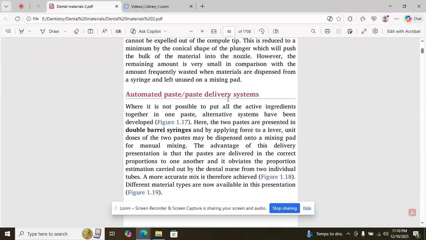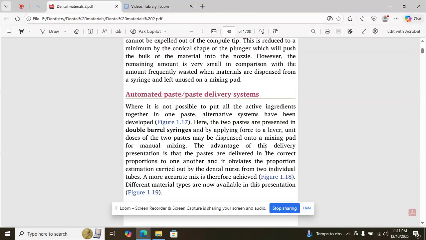Automated paste delivery systems. When it is not possible to put all the active ingredients together in one paste, alternative systems have been developed. Figure 1.17. Here the two pastes are presented in double-barrel syringes, and by applying force to a lever, unit doses of the two pastes may be dispensed onto a mixing pad for manual mixing.